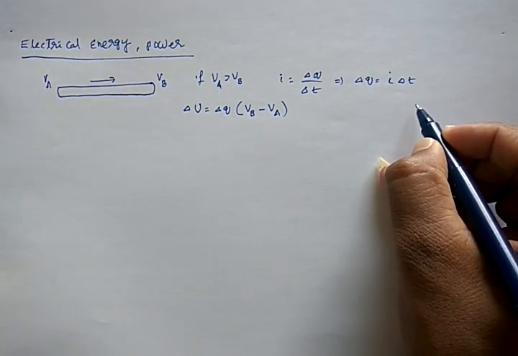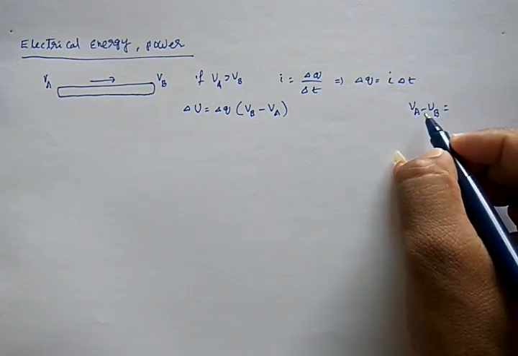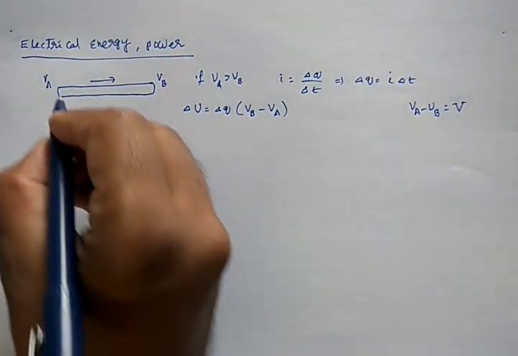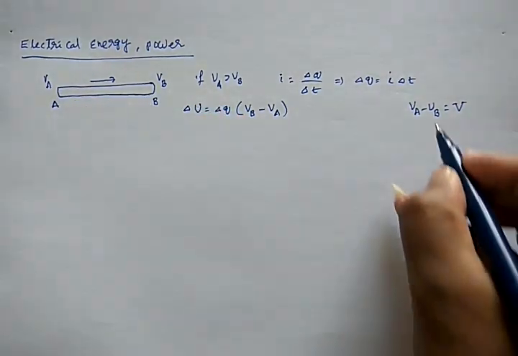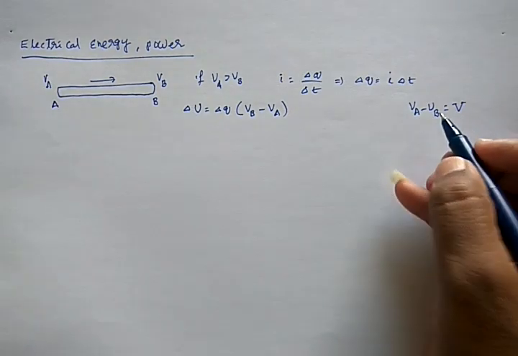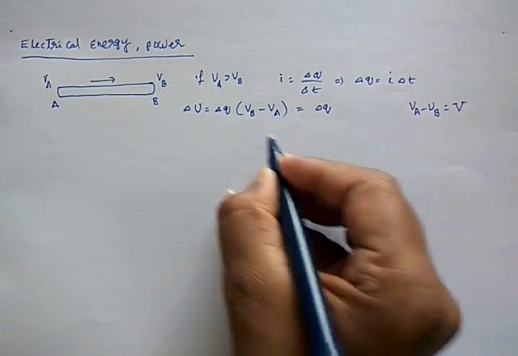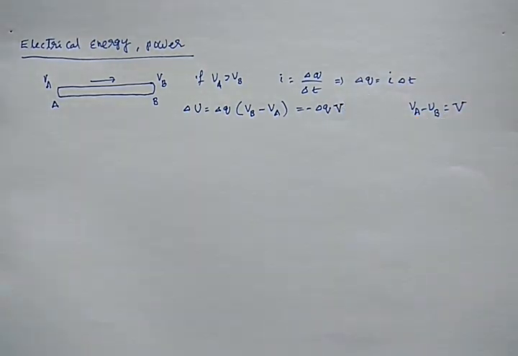I'm defining the voltage difference VA minus VB, because VA is greater than VB, as V. That's the voltage difference between point A and point B. So now I can write delta Q times (VB minus VA), which is minus V. That is the change in potential energy of the charge delta Q going from point A to point B.